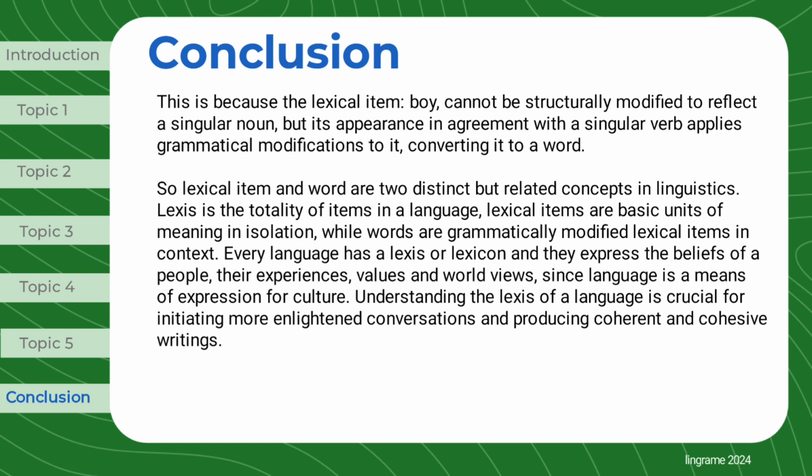So lexical item and word are two distinct but related concepts in linguistics. Lexis is the totality of items in a language. Lexical items are basic units of meaning in isolation, while words are grammatically modified lexical items in context. Every language has a lexis or lexicon, and they express the beliefs of a people, their experiences, values and worldviews, since language is a means of expression for culture. Understanding the lexis of a language is crucial for initiating more enlightened conversations and producing coherent and cohesive writings.